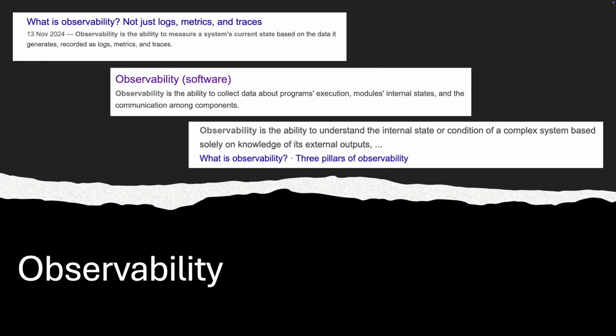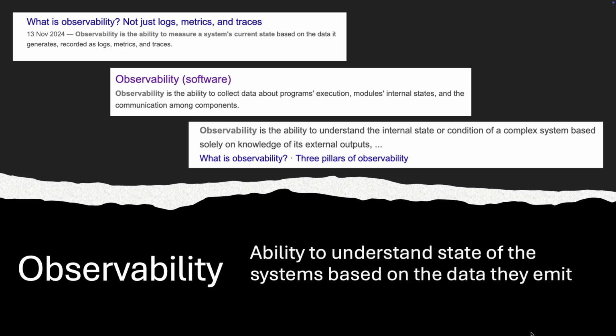If you go on the internet and search for observability, these are the standard definitions you will get. Observability is the ability to measure a system's current state based on the data it generates, such as logs, metrics, and traces. Another definition says that observability is the ability to collect data from a program's execution modules, internal states, and communication among components. Or it is the ability to understand the internal state or condition of a complex system based solely on knowledge of its external outputs. But to put it in a nutshell, observability is the ability to understand the state of systems based on the data they emit.